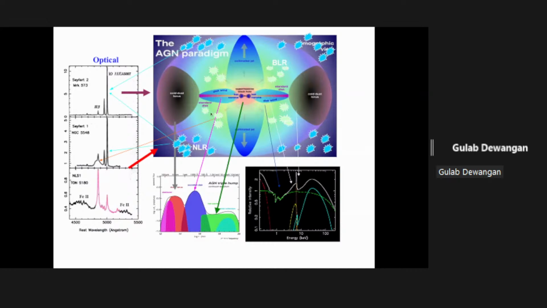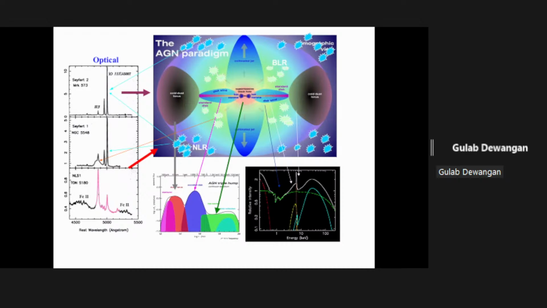Then there is another set of clouds which are further away, almost outside of this dusty torus, and these are called the narrow line region. Because of the same process, they give rise to line emission, but this time because they are much further away, their velocity around the supermassive black hole is much smaller, and therefore these lines from the narrow line region appear to be much narrower.